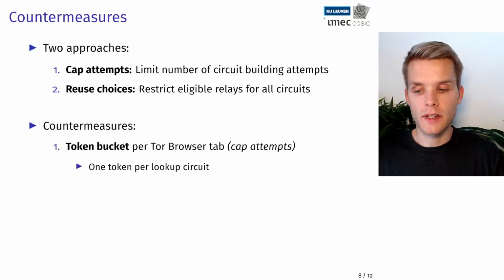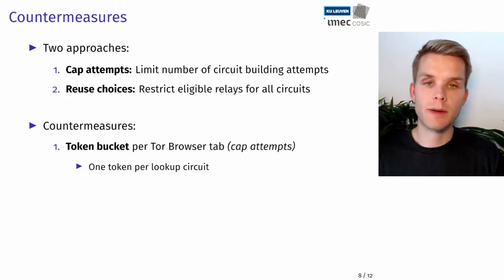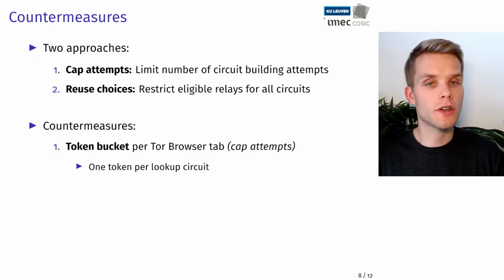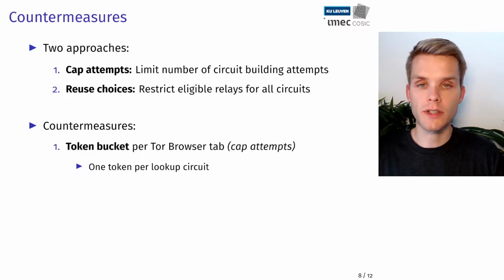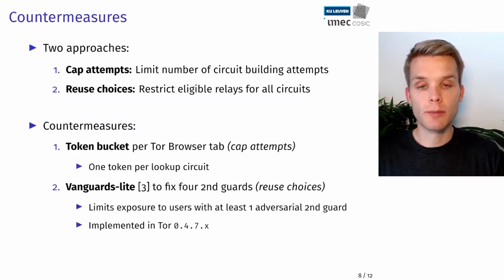The first one is that we propose to include a token bucket at the Tor browser tab level that will result in the Tor browser tab always having to take a token when trying to build such a lookup circuit. And when the token bucket is empty, no more attempts can be done. And the second approach is actually a proposal by the Tor developers called Vanguards Lite.